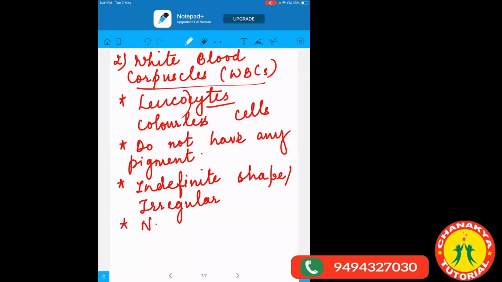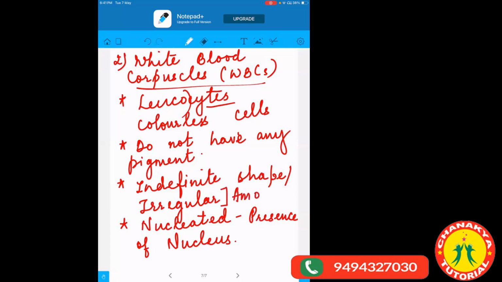Then they are nucleated. What do you mean by nucleated? Presence of nucleus. So in the RBC, the nucleus was not there, but in the WBC, the nucleus is present. And this indefinite shape or irregular shape is also called as amoeboid structure.